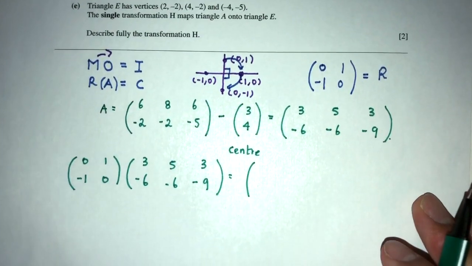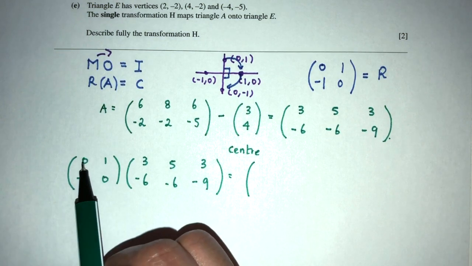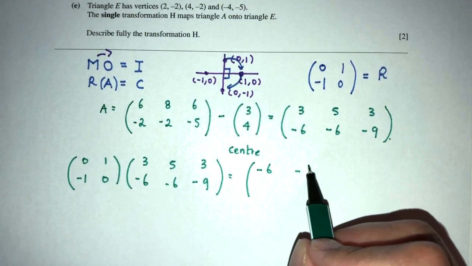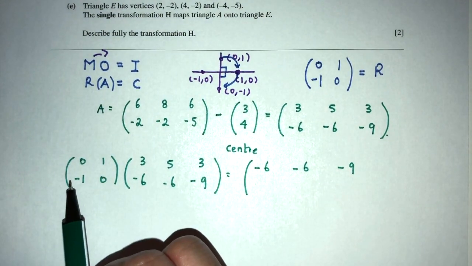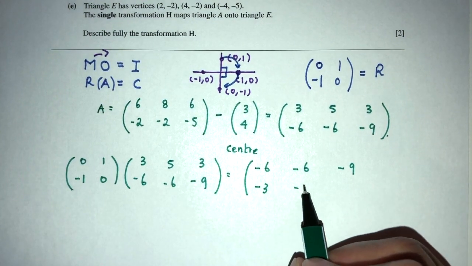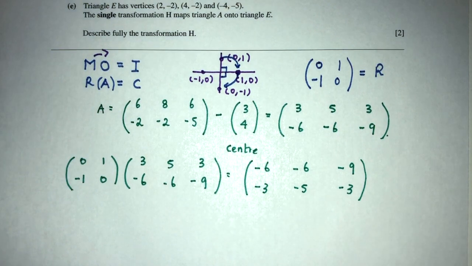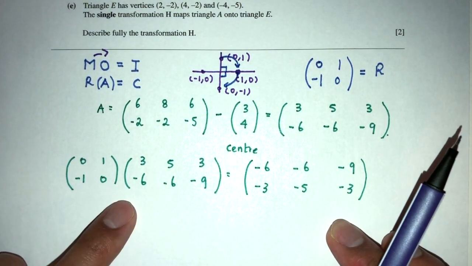Okay, so as you know, a matrix is multiplied by rows by column. So 0 times this plus this, that will be minus 6, and minus 9. This will be rows by column. That should be minus 3, minus 5, and minus 3. Okay, so now we have this. These are the points resulting from that matrix multiplication.